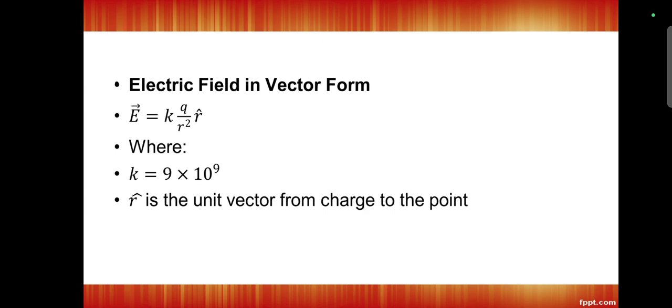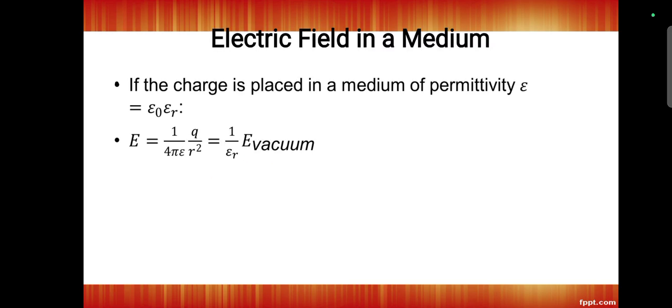So electric field in vector form is represented as E is equal to K into Q divided by R square into R cap. R cap is the unit vector, where K is the constant which is given by the numeric value 9 into 10 power 9. R cap is the unit vector from that particular charge to the point.